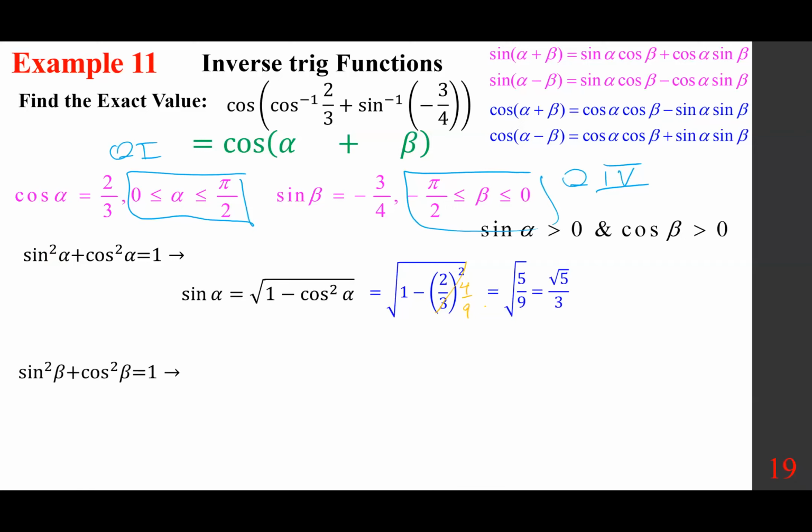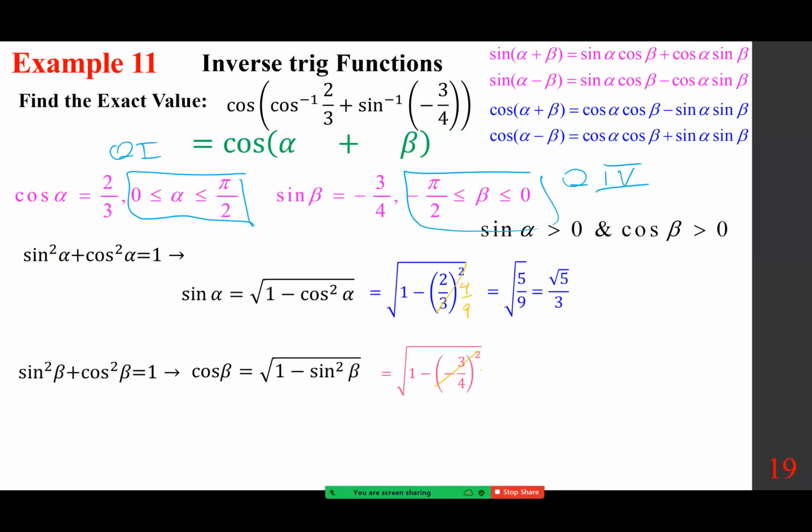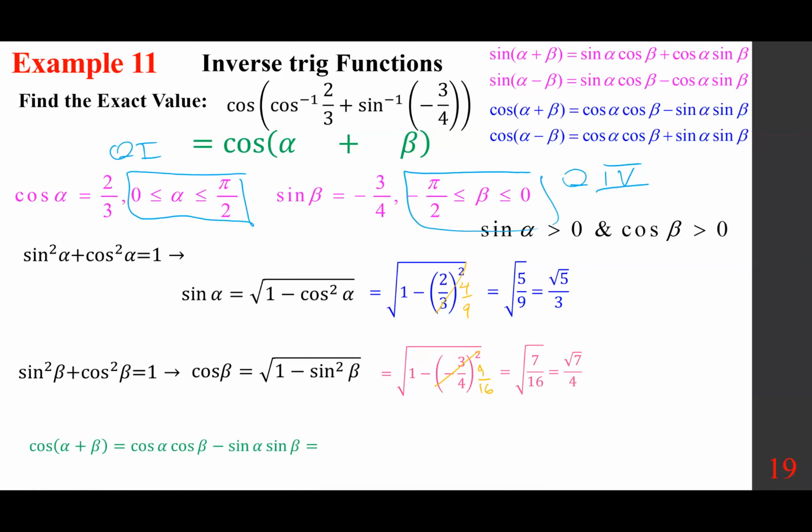We do the same thing for the beta. Sine squared plus cosine squared is 1. We plug in, and this is 9/16. 1 minus 9/16 is 7/16. And that's the square root of 7 over 4. So again, in the first quadrant, everything is positive. In the fourth quadrant, cosine becomes positive. Now let's put it into this. We have everything we want.